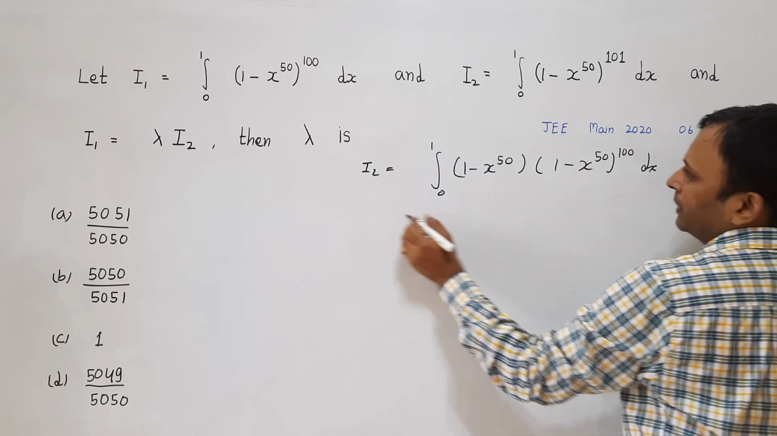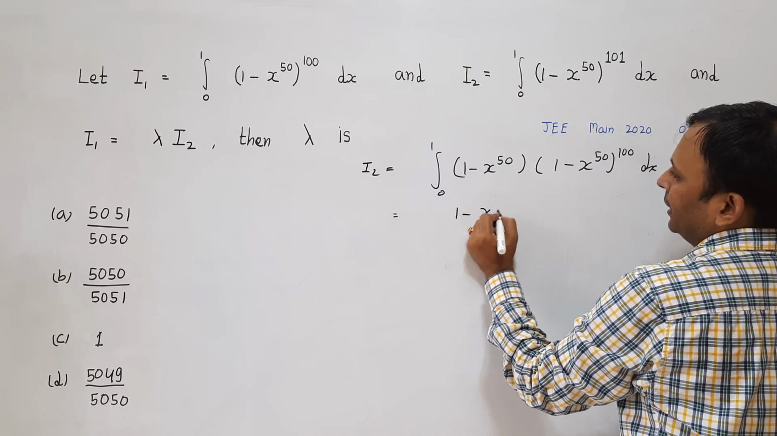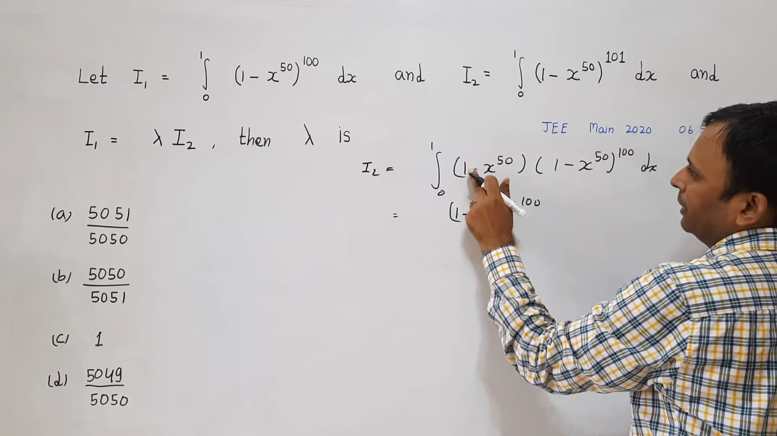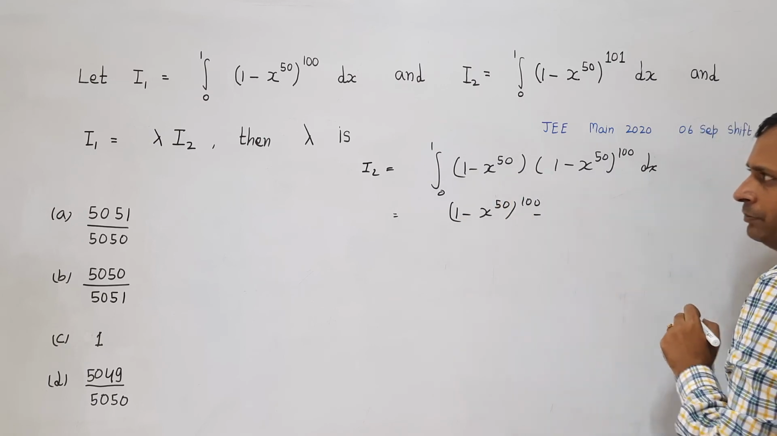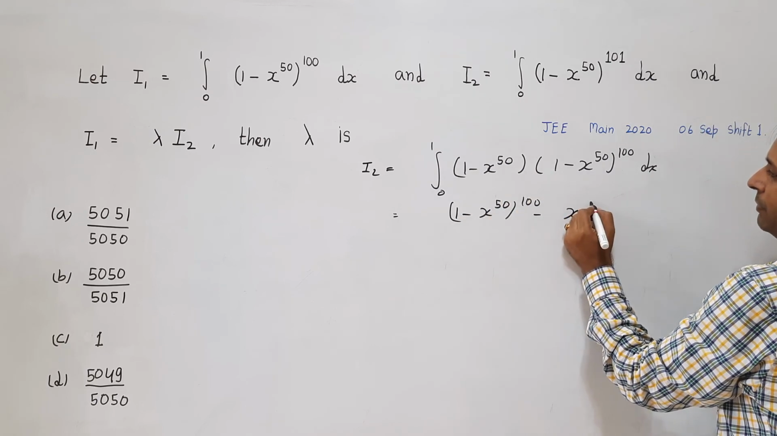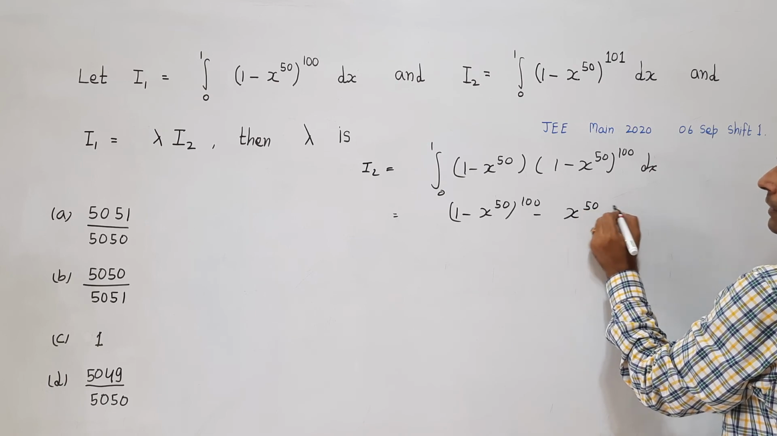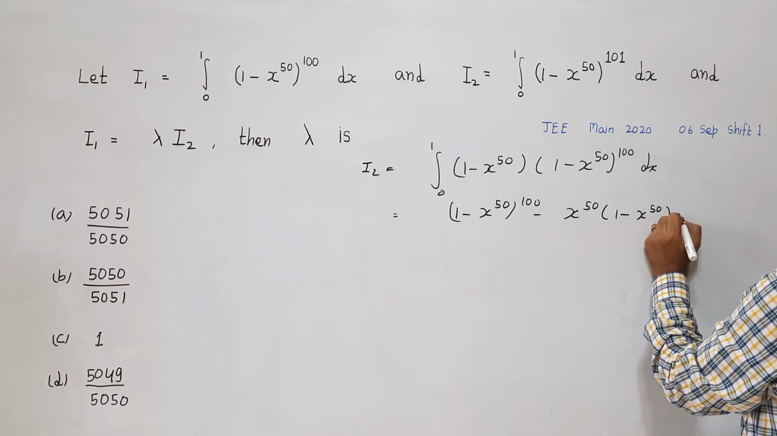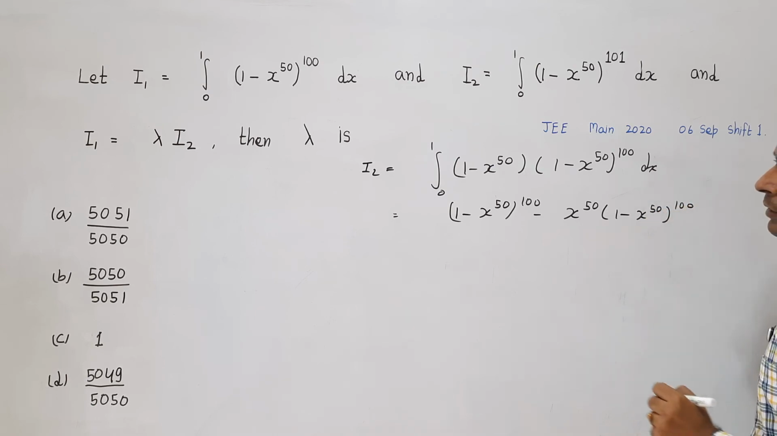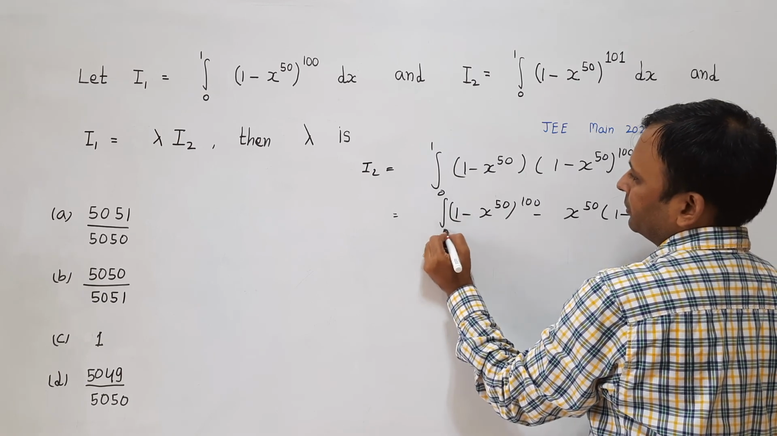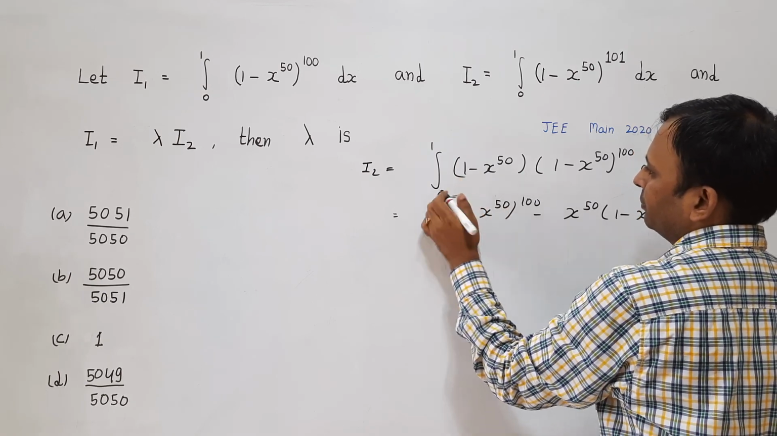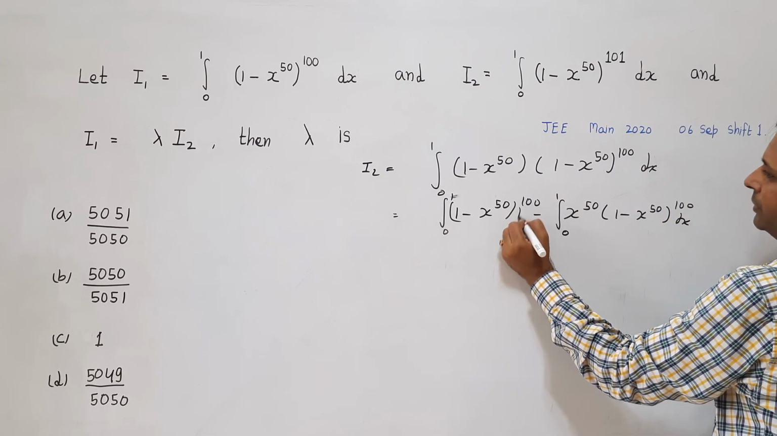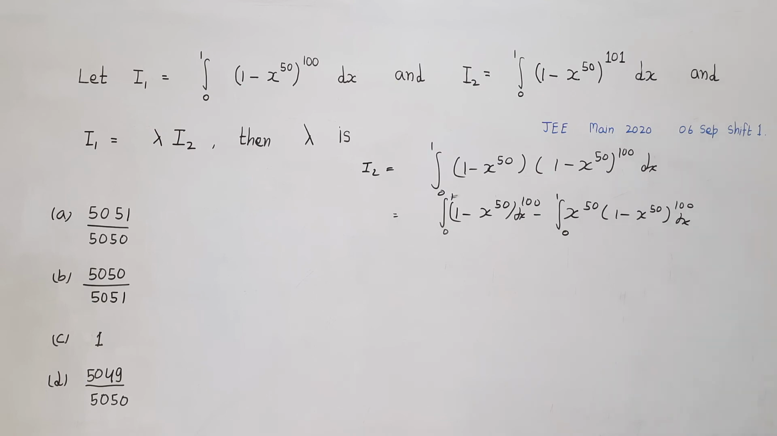So if I open the first bracket, what I get is (1 minus x to the power 50) raised to the power 100 multiplied by 1 minus x to the power 50 multiplied by (1 minus x to the power 50) to the power 100. So if I separate these two integrals, this is also integral from 0 to 1, and this is also integral from 0 to 1 dx. So I have separated out these two integrals.